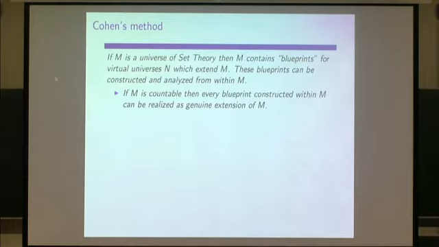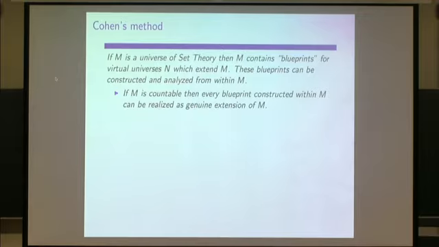All right, so what is Cohen's method? I'm not going to get technical. If M is a universe of set theory, so that's a structure, think of it algebraically, in which all the axioms hold, then within M there are blueprints for virtual universes which extend M. These blueprints can be constructed and analyzed from within M. If M is countable, as an object, then every blueprint constructed within M can be realized as a genuine extension of M.